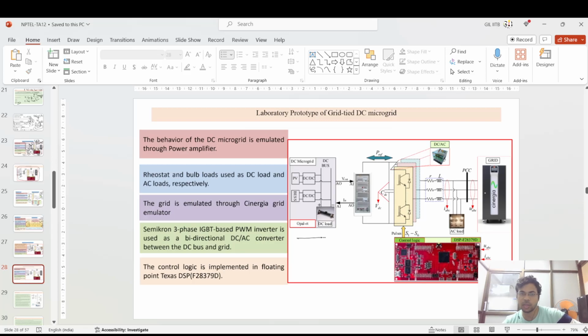And this is the grid tied DC microgrid situation, and here if you see, there is also a battery storage system inside of that, and the whole model is the same.